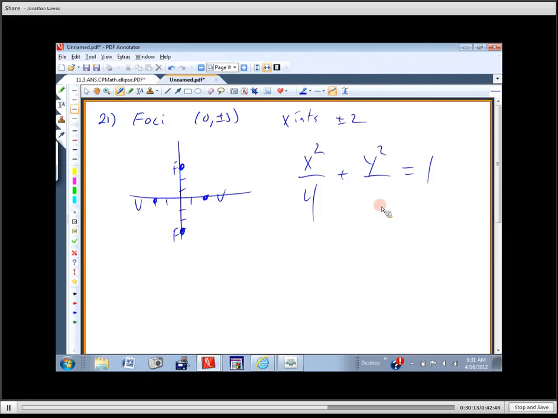So it's a squared minus b squared equals c squared. Do we know any of these? Do we know the big one? Do we know the small one? Do we know c?